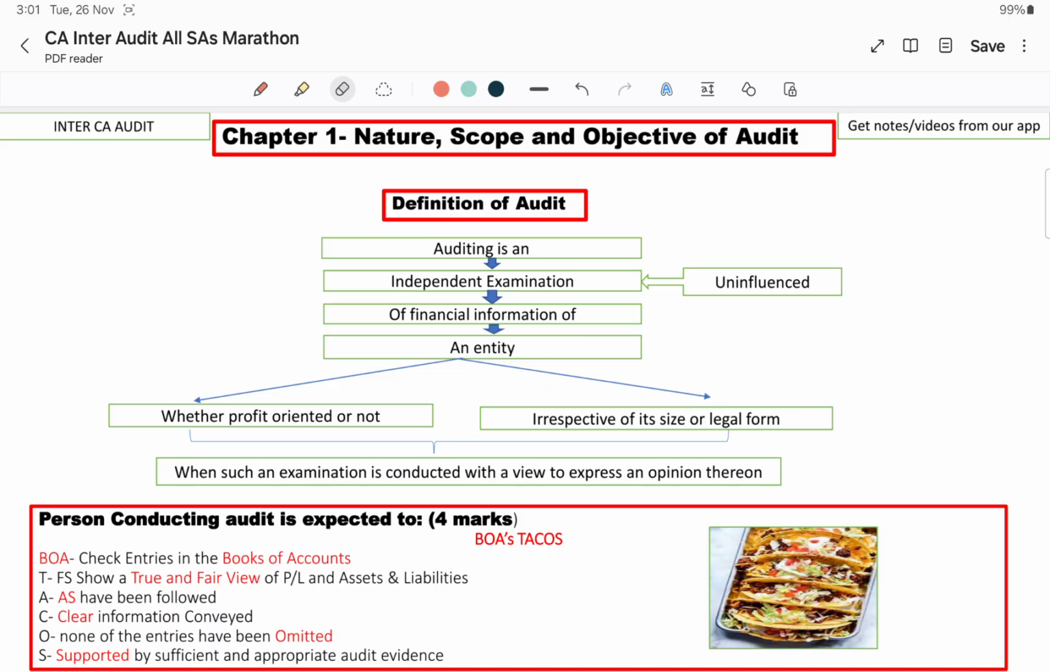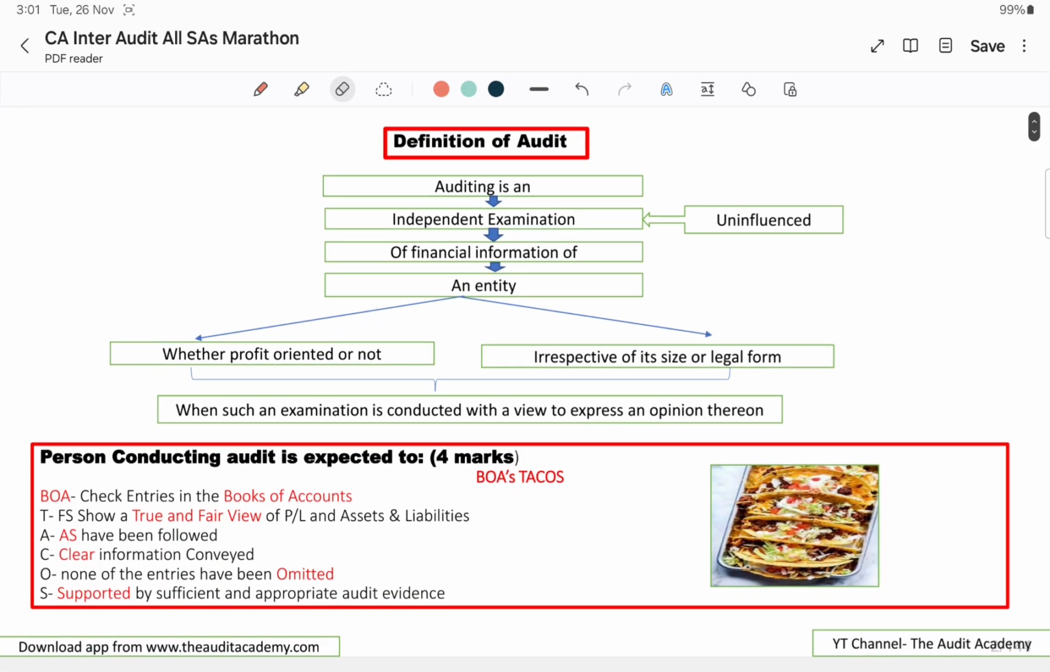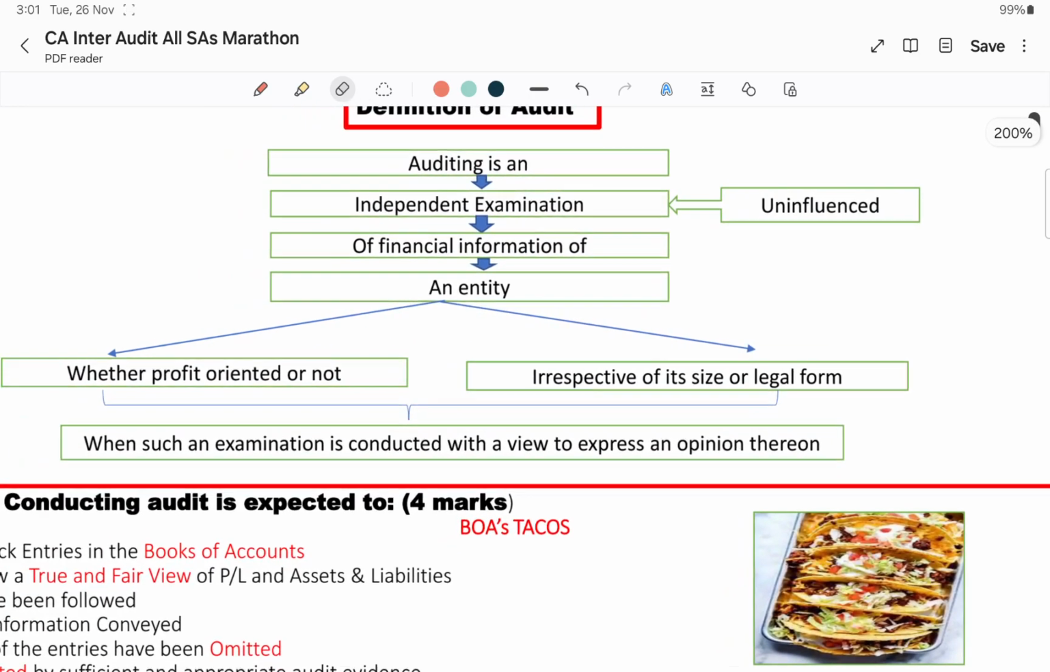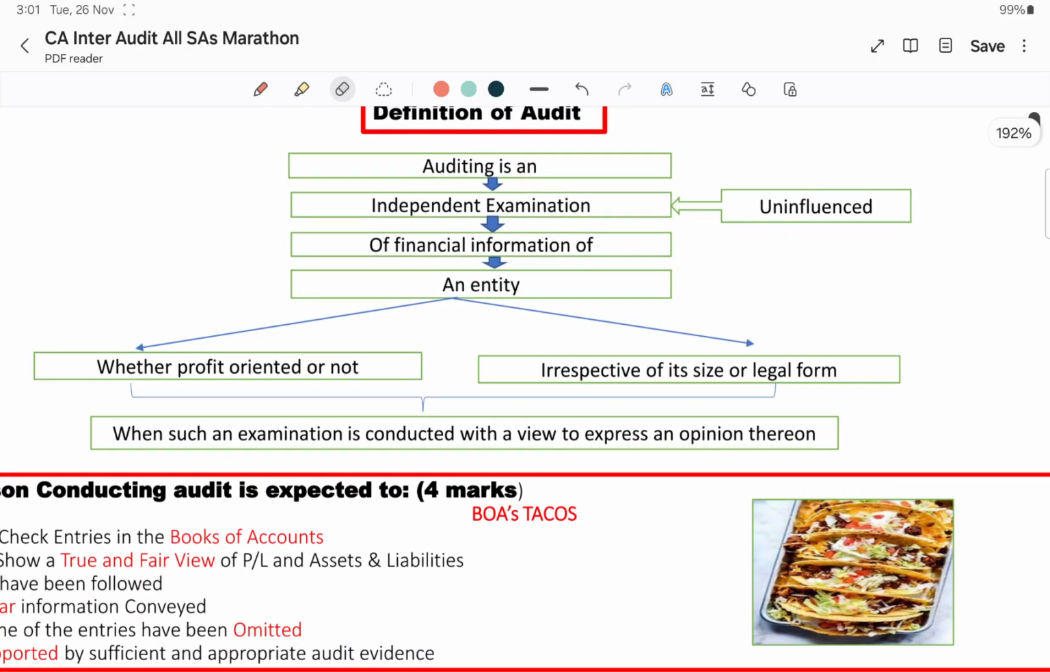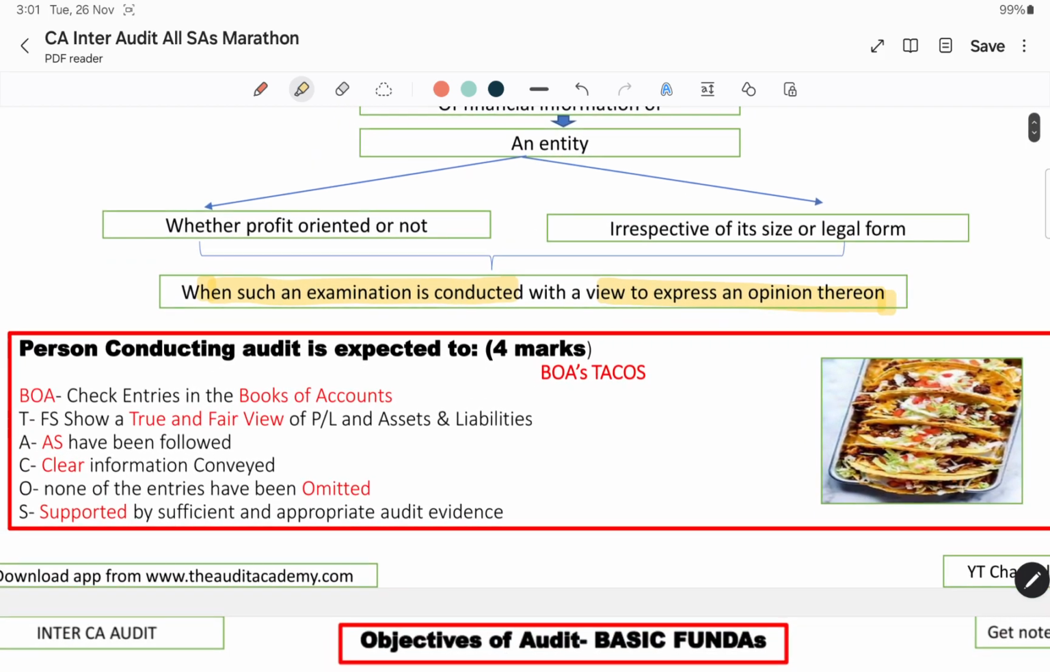Chapter number 1, nature, scope, and objective of audit. Definition of audit. What is audit? Auditing is an independent examination of the financial information of an entity, whether profit oriented or not, and irrespective of its size or legal form, when such an examination is conducted with a view to express an opinion thereon.